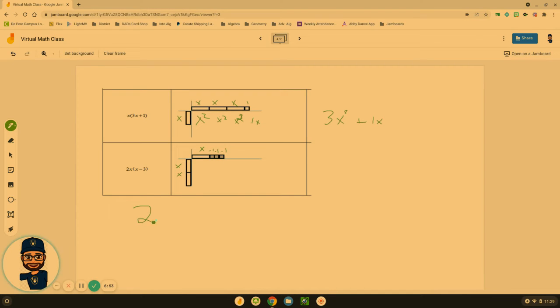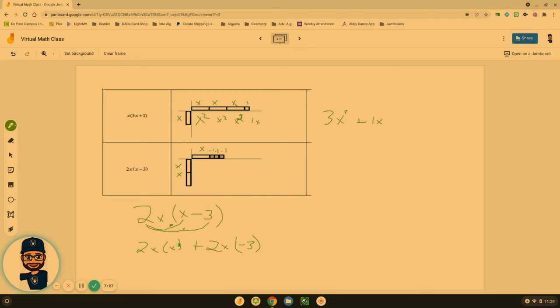What I prefer, and I'll show you this, is to use the distributive property. Right? This has to get distributed to both. And the distributive property uses multiplication. 2x times x plus 2x times this -3, even though it's a subtraction sign that goes with the 3.